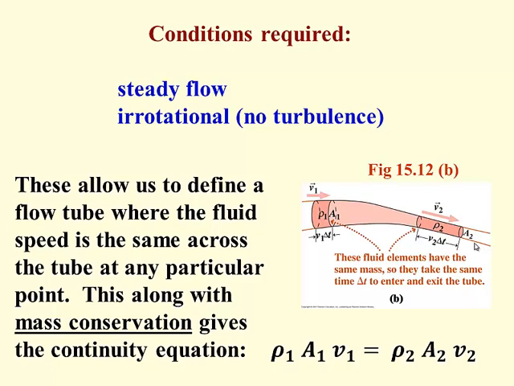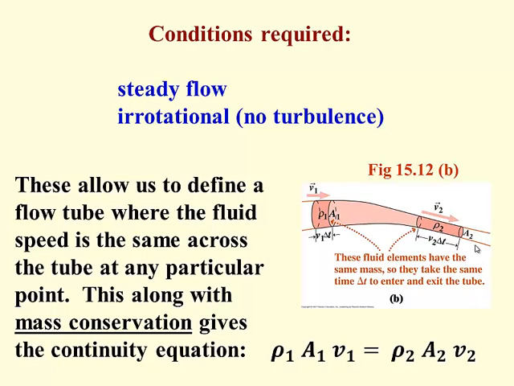The conditions here, first of all, require steady flow. Irrotational means there's no rotation, no turbulence in the fluid. Under those conditions, we can define a flow tube where the fluid speed is the same at any particular point within some small region of the fluid. This is called a flow tube because you can follow the streamlines of the fluid from one point to another, and they define a little conserved region there where the fluid is flowing.